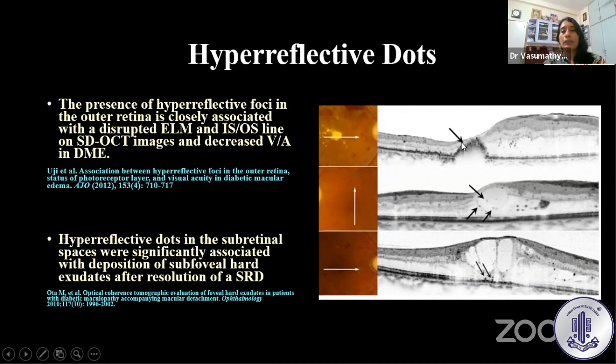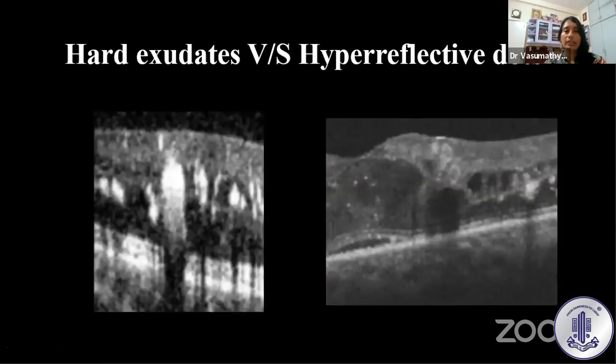There is an option wherein you can do the white on dark flip, and there you make out these hyperreflective dots as black dots here, either intraretinally or even in the subretinal space or within the cystoid spaces. You can make out these hyperreflective dots, and it is usually a sign of inflammation and dead microglia. And as a beginner, one might not be able to distinguish whether it's a hard exudate or a hyperreflective dot.